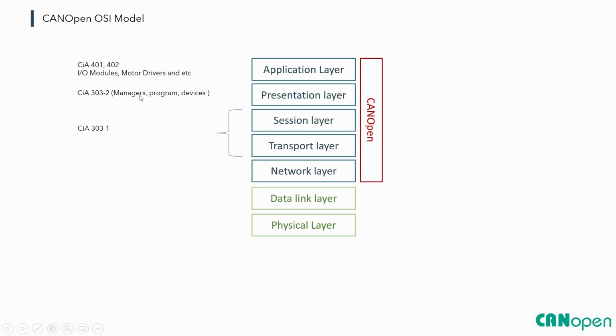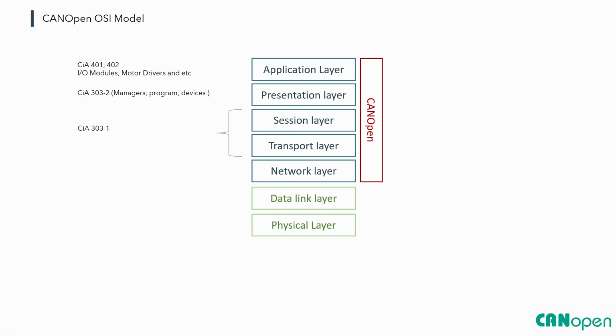Then we have the presentation layer, which talks about the managers in a network, because we can have managers. It's a bit different from master-slave mode; it's more like a manager of the bus and the network. And then we have CiA 401 and 402.